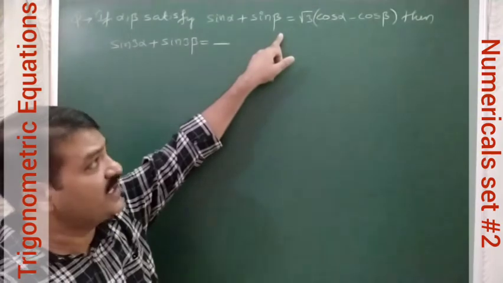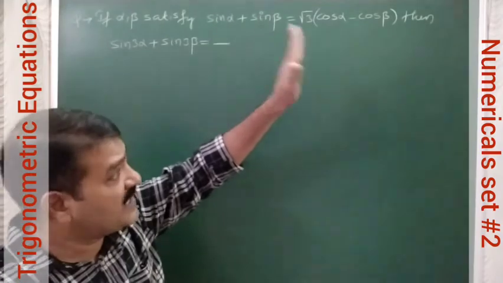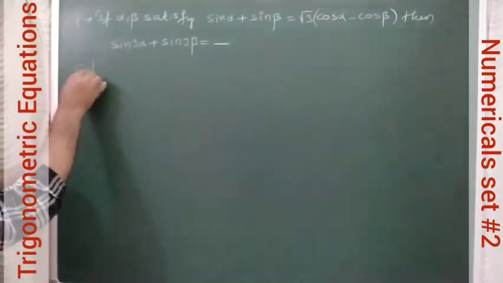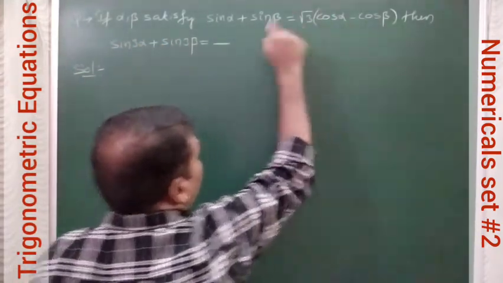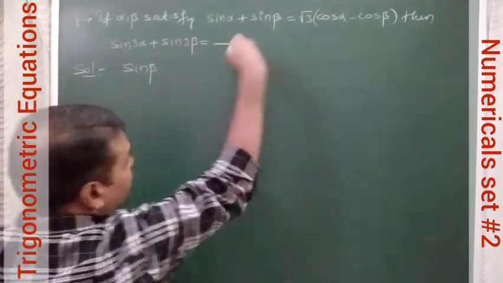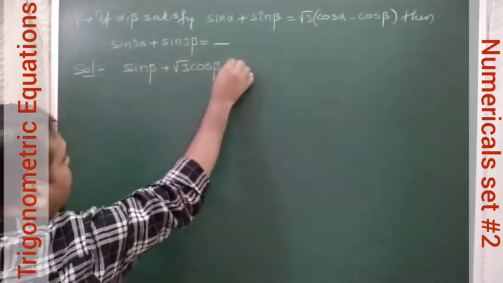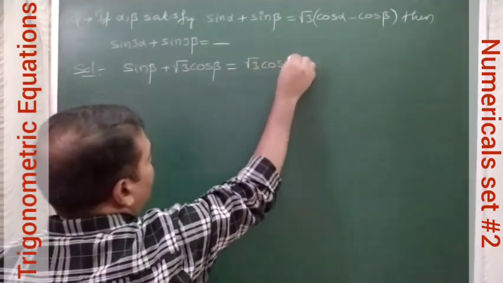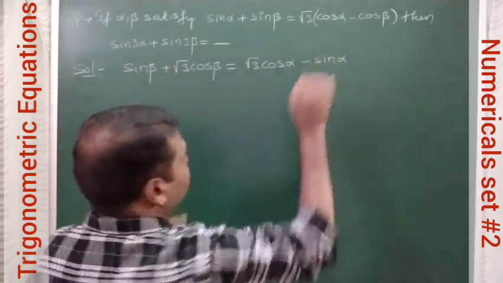First let us try to take the terms with alpha to one side and the terms with beta to one side. So let me write the given equation like this. So alpha terms one side, beta terms one side. So this I will shift to left side. So sin beta, so that comes to left side means plus root 3 cos beta is equal to root 3 cos alpha. This sin alpha is taken to right side, so minus sin alpha.